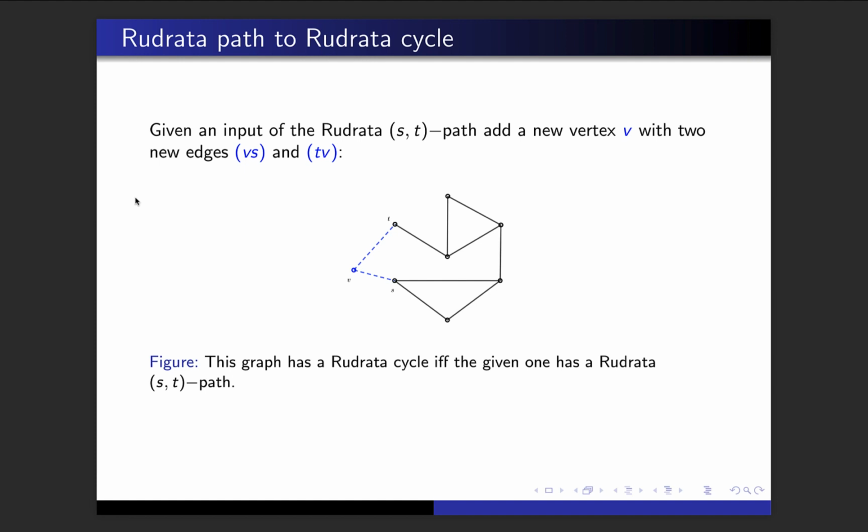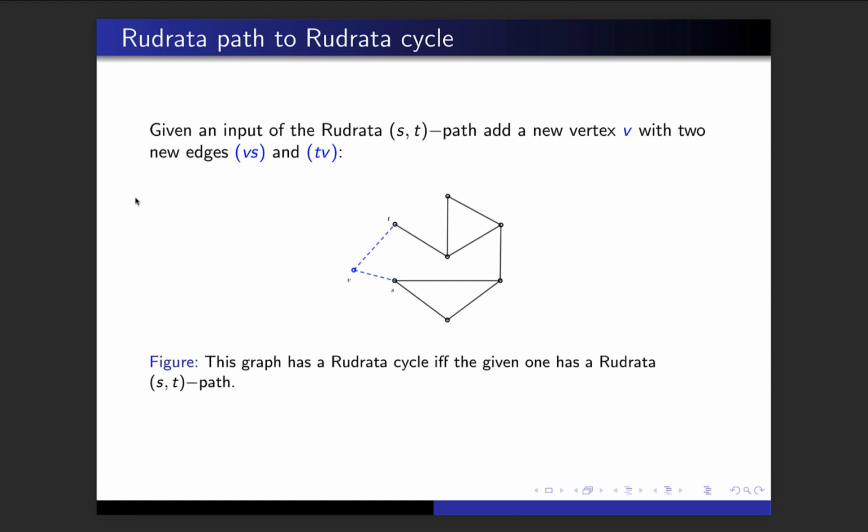If there is a cycle, the only way to go to vertex V will be through these two blue edges, and then you can remove those and you will get a path from S to T that visits every single vertex. So these two problems are quite similar, and actually if you solve one of them in polynomial time, you will solve the other, because both are NP-hard.